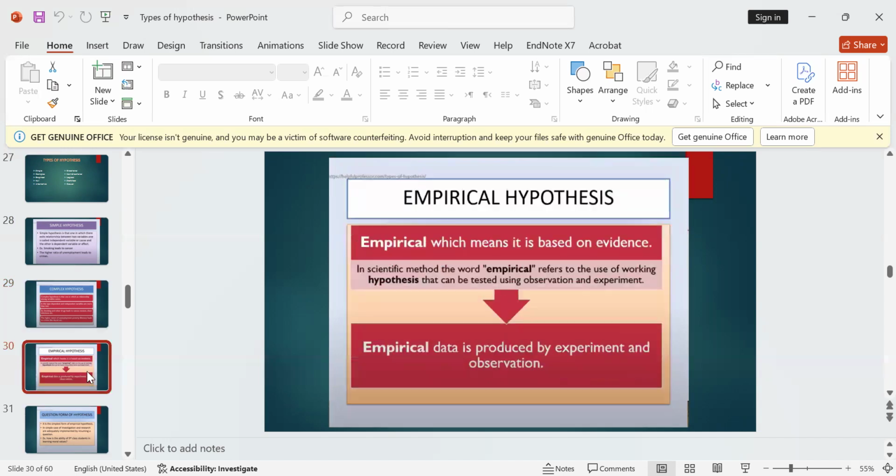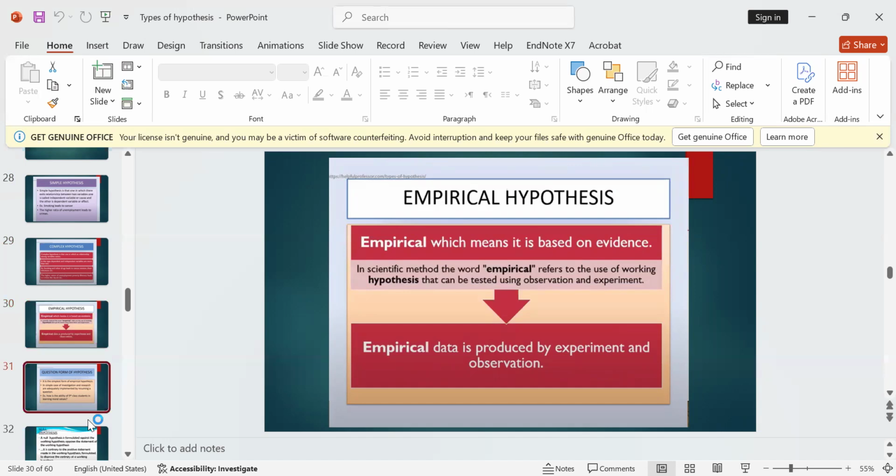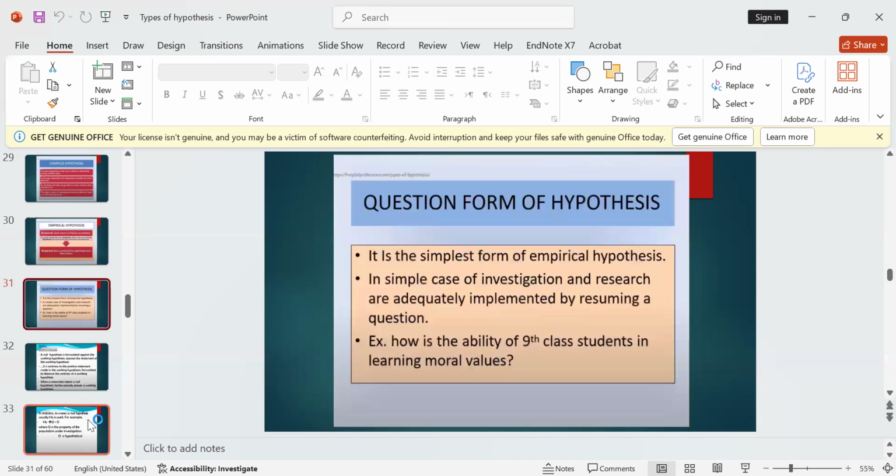Empirical hypothesis. Empirical means it is based on evidence. In scientific method, the word empirical refers to the use of working hypotheses that can be tested using observation and experiment. Empirical data is produced by experiment and observation. Question form of hypothesis. It is the simplest form of empirical hypothesis. In simple cases, investigation and research are adequately implemented by presuming a question. For example, how is the ability of 9th class students in learning moral values?